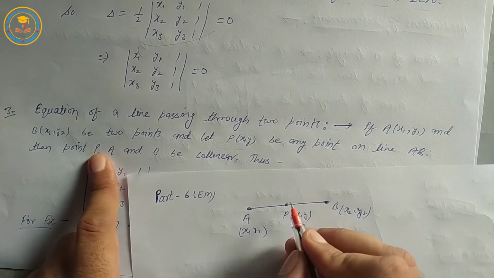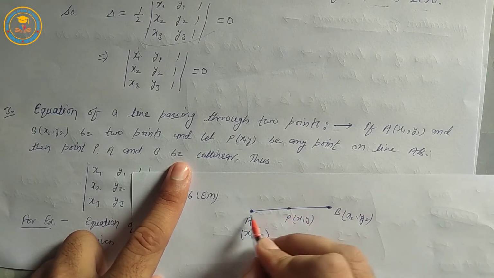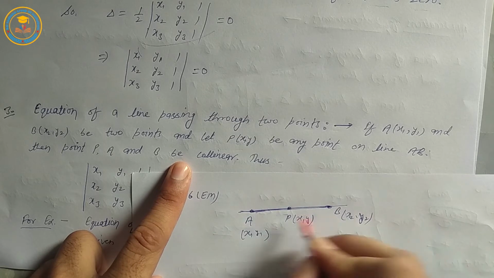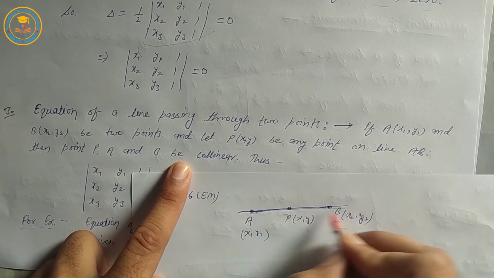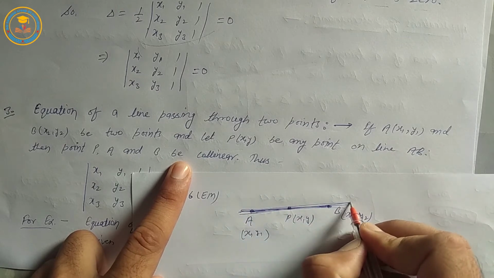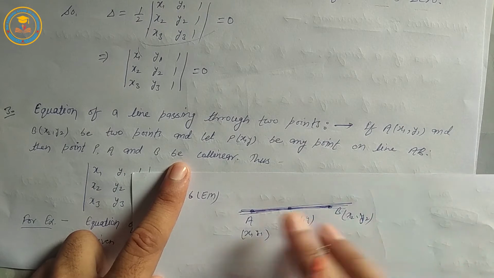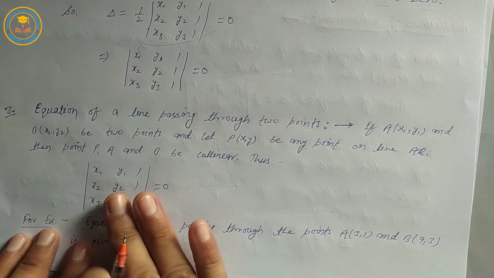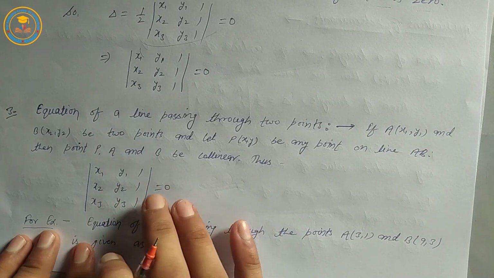Then points P, A, B are collinear, because points A, B, P lie on a straight line. It means points A, B, P are collinear, which means the area of the triangle is equal to 0.